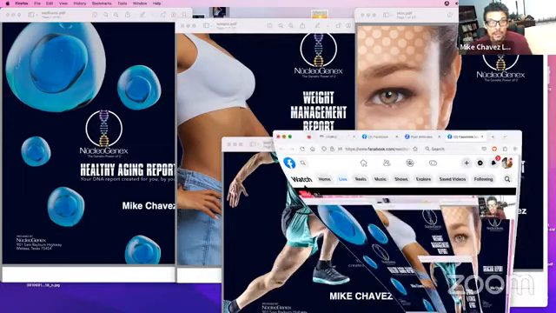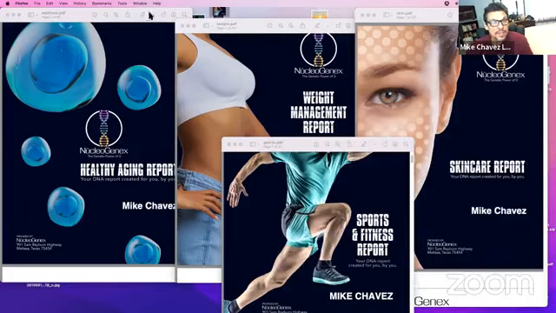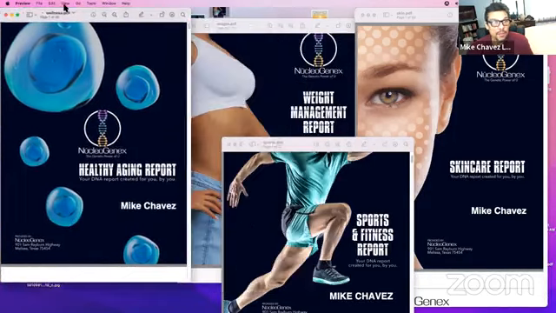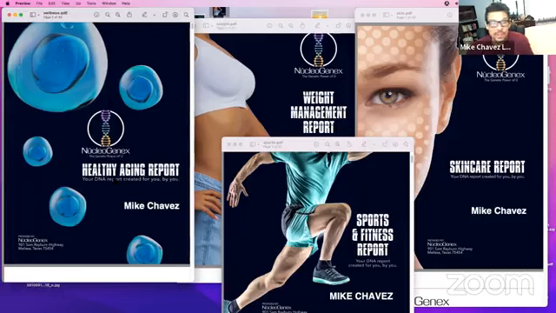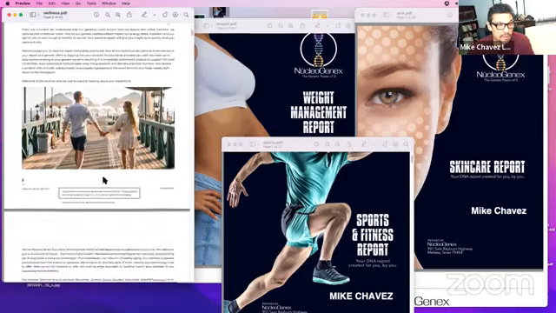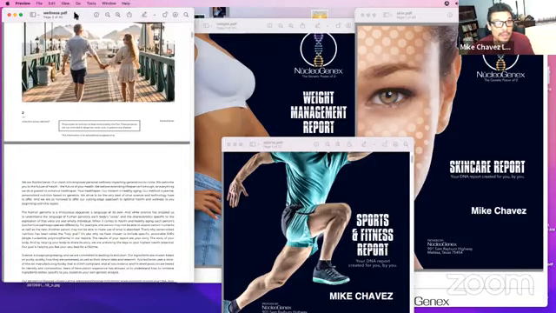What's really cool about these reports is they go into so much detail about you. So let me just give you an example of what one of these looks like. We'll start with the healthy aging report. This is the one that I originally got. And it just basically goes over all of the things that come in a DNA report.